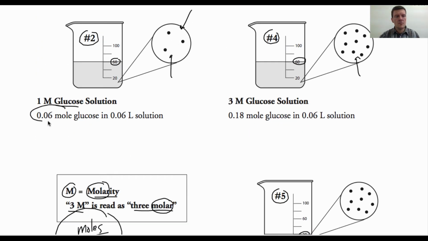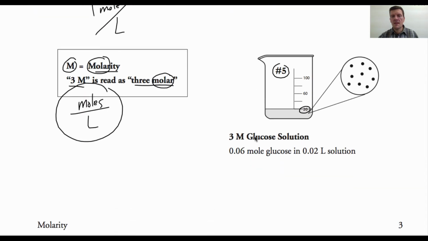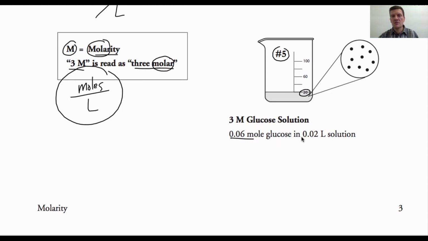Here, 0.06 moles divided by 0.06 liters, if you divide those, you're going to have again 1 mole per liter, 1 molar. That's what the capital M is, 1 molar. Here again, 0.18 divided by 0.06 is going to give you 3 moles per liter, or 3 molar. And here you've got 0.06 moles in only 20 milliliters, which is 2/100ths of a liter. If you take 0.06 divided by 0.02, you're going to have your 3 moles per liter, your 3 molar there.